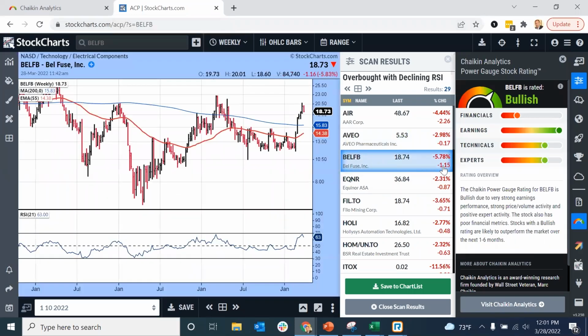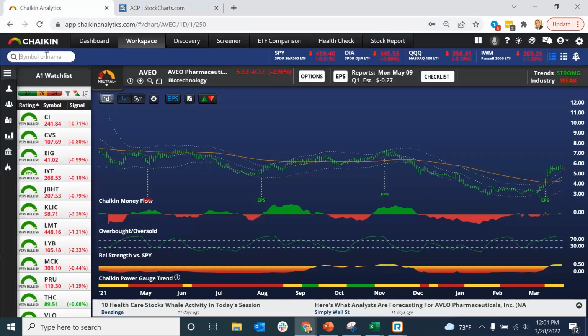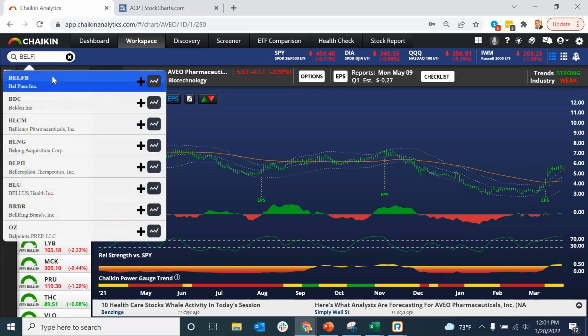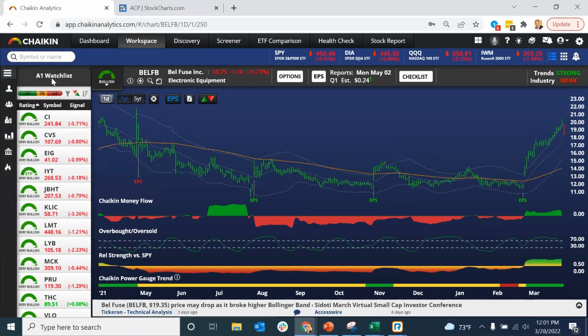Here's a name that's down almost 6% today, BELFB, an electrical component type company. Let's take a look. BELFB. Wow, interesting breakout. You know, we tend to like these kind of charts. Obviously, not when it lives too high above the range, because a pullback is, I would say, almost inevitable. I think most people would say that as well.